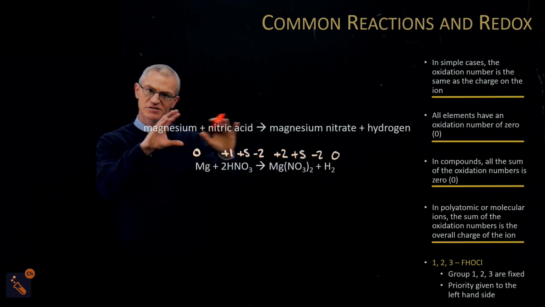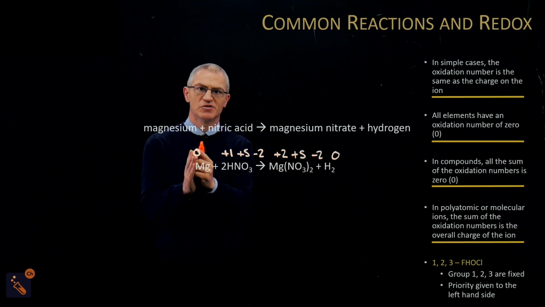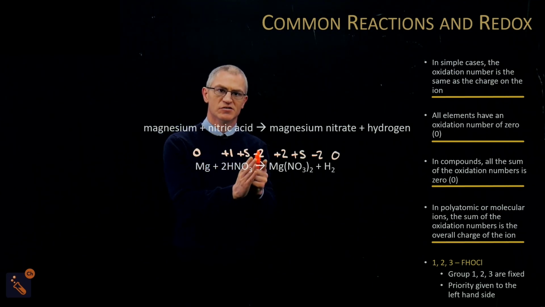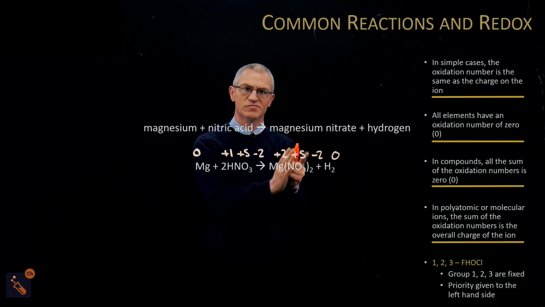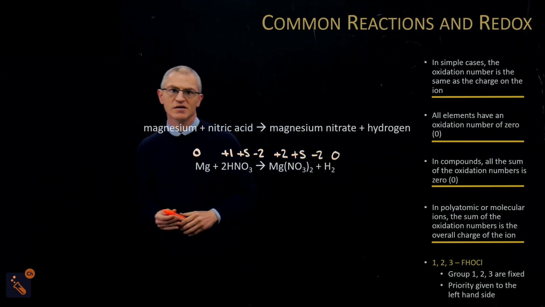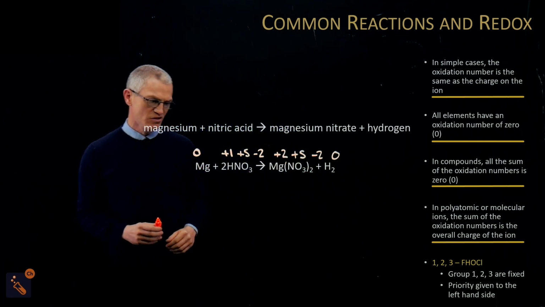Okay, and you would do that. So remember, I'm doing it in order. So here's magnesium, here's the hydrogen, here's the nitrogen, here's the oxygen. Let's start again. Here's the magnesium, here's the nitrogen, here's the oxygen, here's the hydrogen. Okay, so we've got all of those, and then we start working it out.